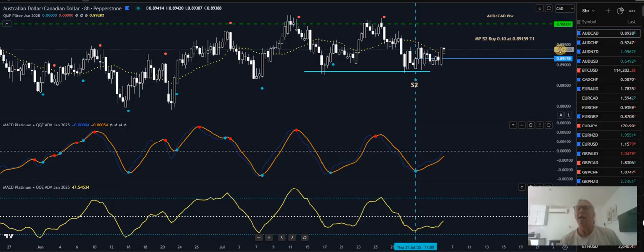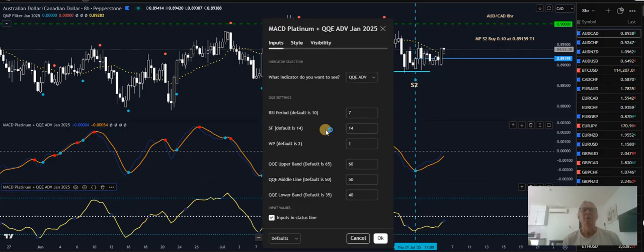So let's have a look. With the 8-hour charts, my main bread and butter trade is the QQE overbought, oversold. This is the QQE down here below. The settings on that are 7, 14 and 1. So if you go into settings, 7, 14 and 1. RSI is 7, SF is 14, WP is 1. No idea what they mean, but that's what the settings are.